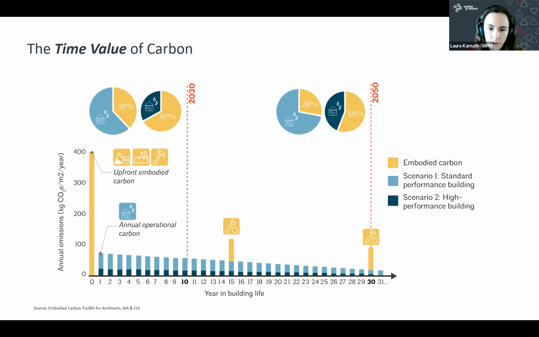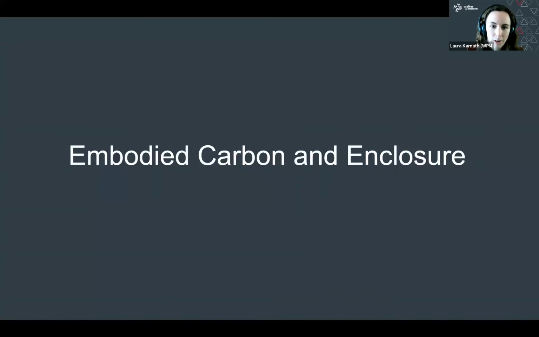But we also have, periodically throughout the building's life, more embodied carbon, as you see in year 15 and year 30 as things are maintained, as things are replaced. We do have more embodied carbon happening then, but really you can see a lot of this carbon is happening upfront at the very beginning. So if we want to meet the near-term goals of the Paris Agreement, we've really got to look at what's happening now in terms of embodied carbon. So that's kind of the 101.